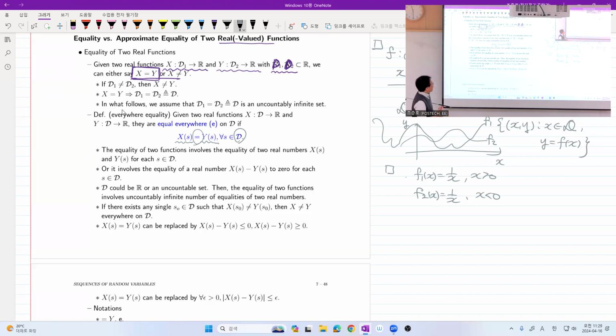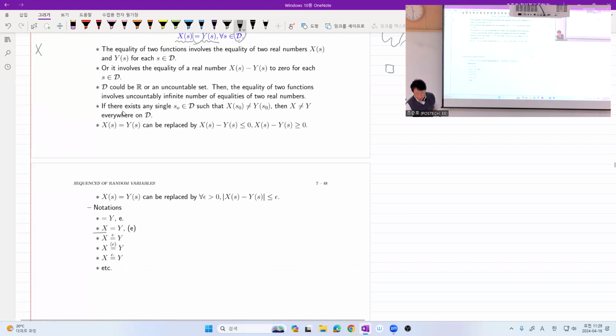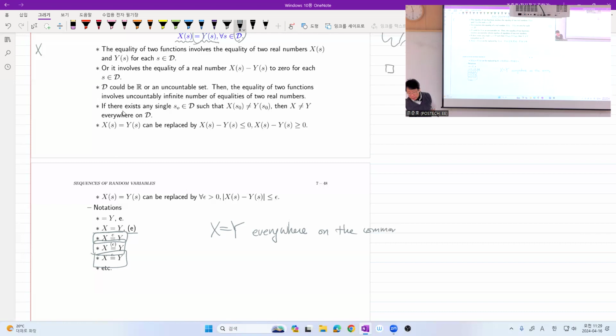Got it? Now, here we define equal everywhere. So we claim and we write like this. See that? X equals Y everywhere. Or this notation, which somebody loves. Very confusing. But anyway, they all read as X equals Y everywhere. Of course, everywhere on the common domain, or everywhere on some specified common domain. Got it?